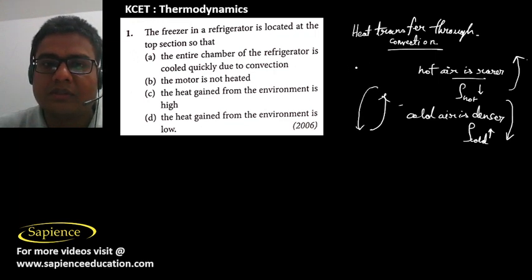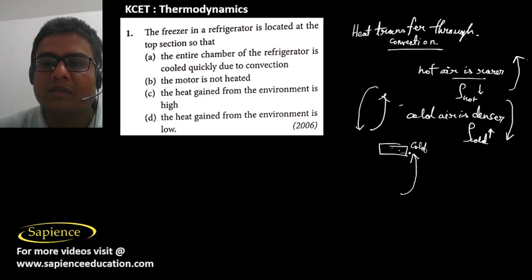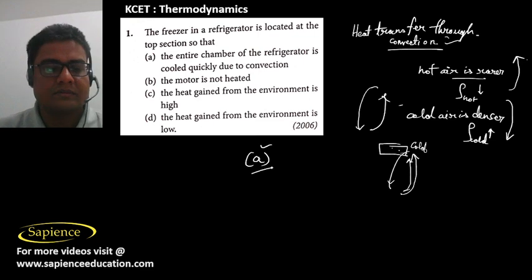So if the freezer of the refrigerator is located at the top section, then the hot air will rise up, then it will become colder, and then the colder air will come downwards, and then again the hotter air will rise upwards, and in this way, through the process of convection, the entire chamber of the refrigerator will be cooled quickly. So option A is the correct answer.